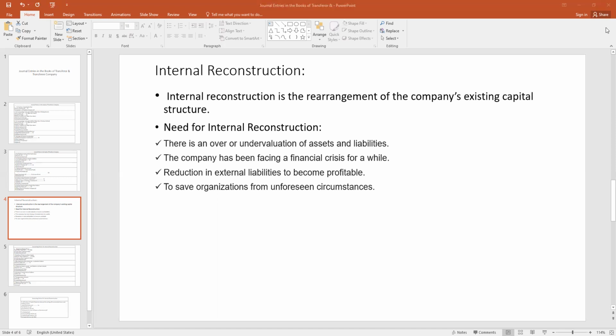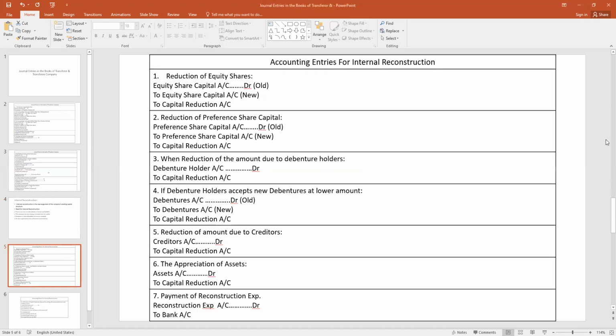If the company is facing a financial crisis, it can do internal reconstruction. To reduce external liabilities and become profitable, it can do internal reconstruction. To save the organization from some difficult situation or unforeseen circumstances, it has to do internal reconstruction. So if any company is going to do internal reconstruction, what are the journal entries they need to pass?